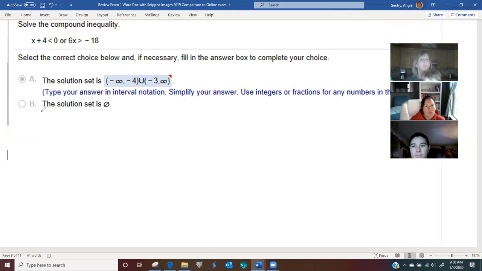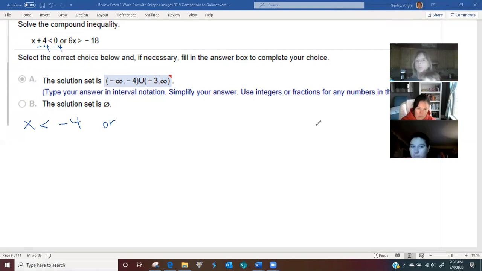So x plus 4 is less than 0. So we're not going to worry about what this says. But so x is less than -4. You see, because you subtract 4 from both sides. You're not flipping anything because you're just isolating the x. And then it says or. You only flip when you're dividing by a negative. That's right.